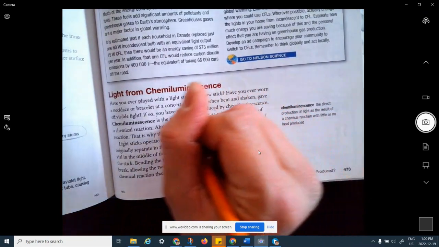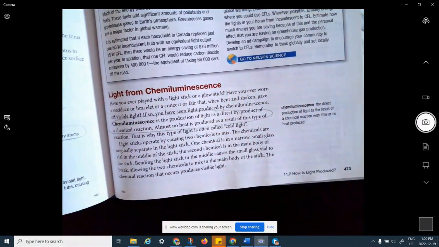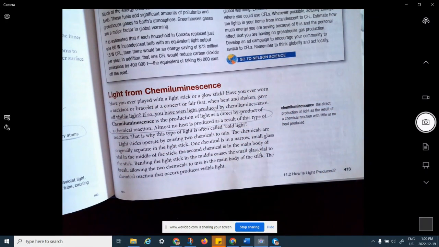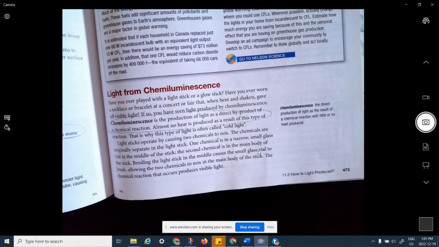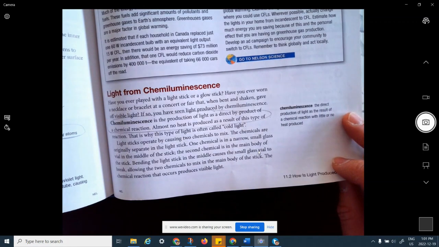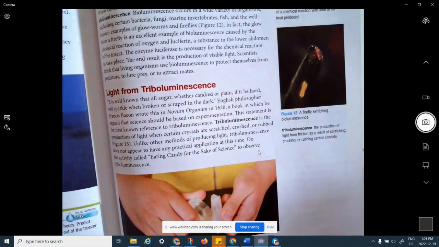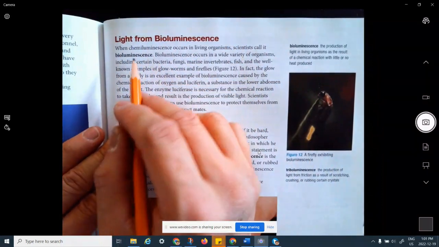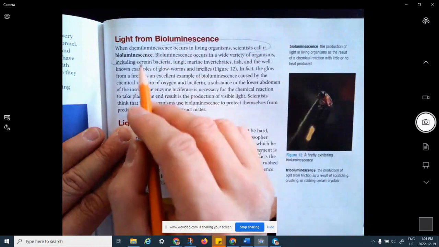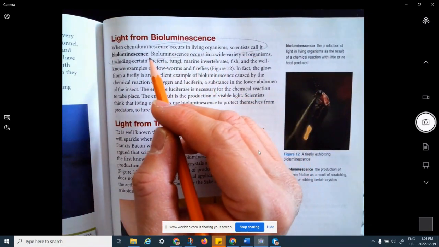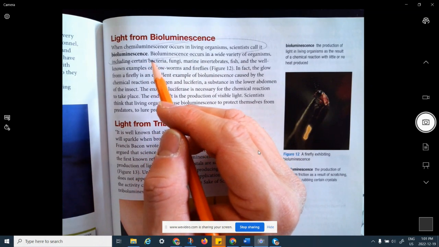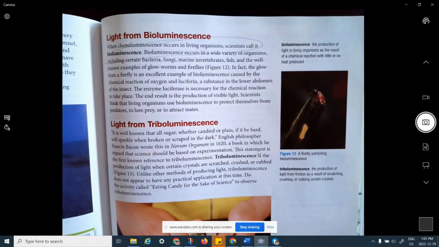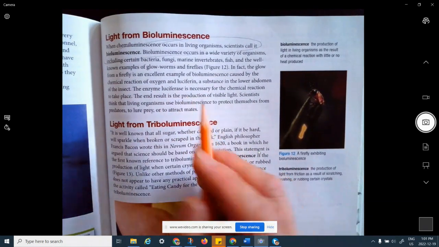Chemiluminescence is light as a byproduct of a chemical reaction. Glow sticks are an example of that. Now bioluminescence is basically chemiluminescence, but in living organisms. Certain types of jellyfish do that. Fireflies, for example.